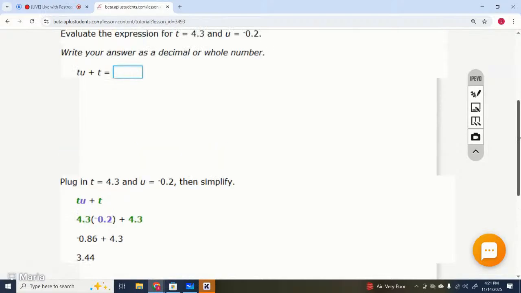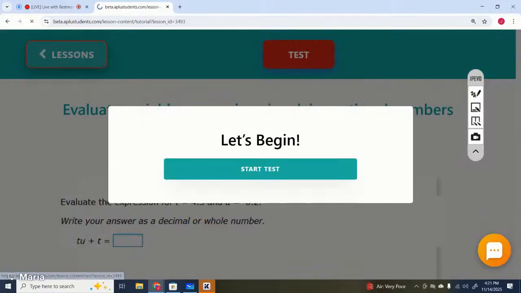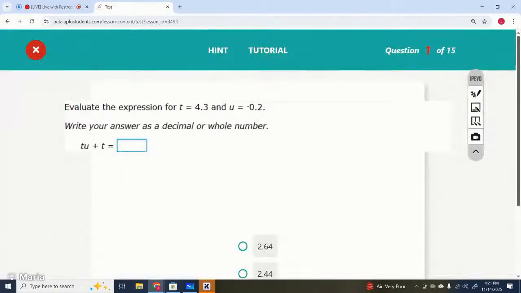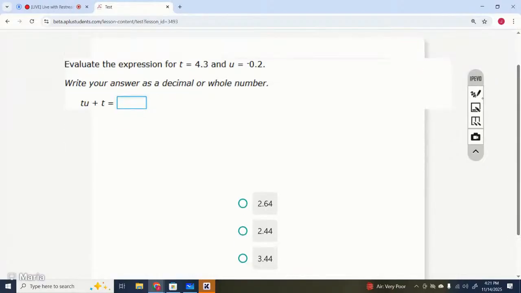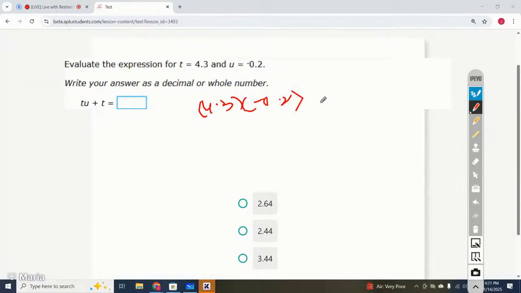Okay, so let's just start with the test questions. Evaluate the expression for t equals 4.3 and u equals negative 0.2. Let's just replace all the variables with the values. 4.3 times negative 0.2 plus negative 0.2.